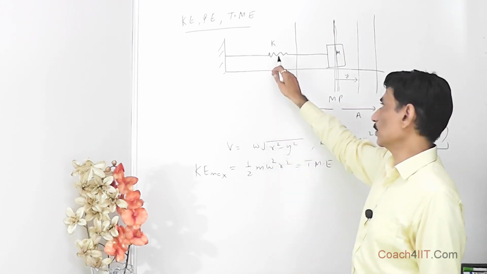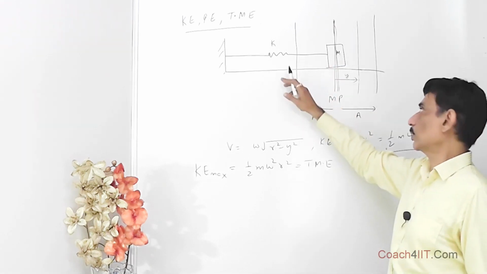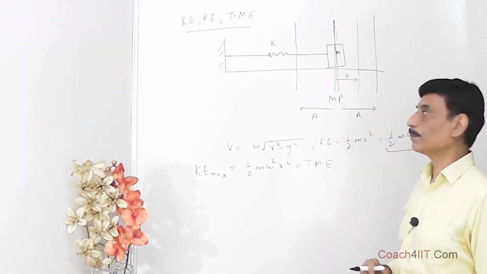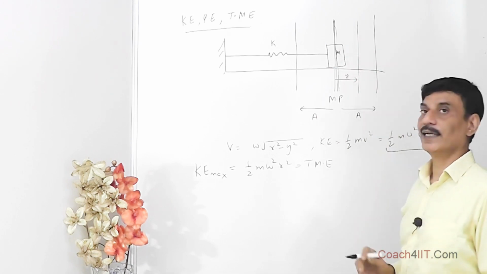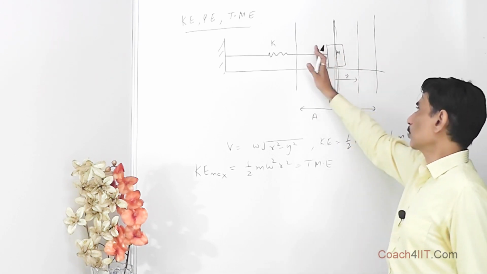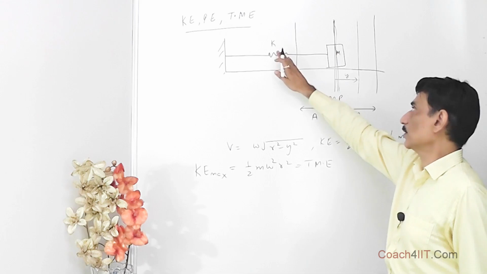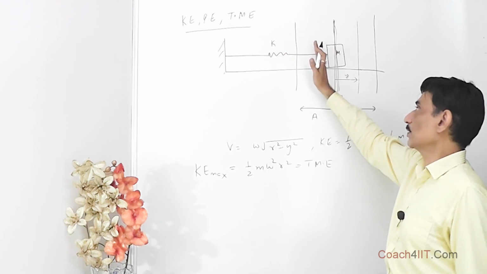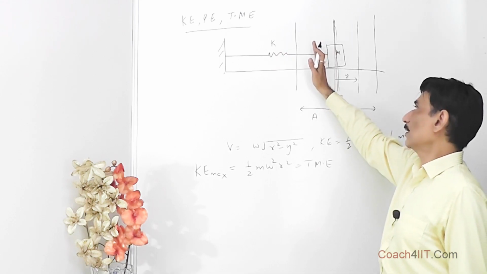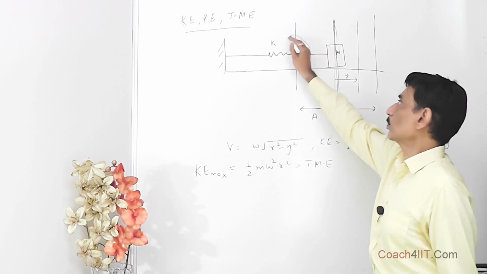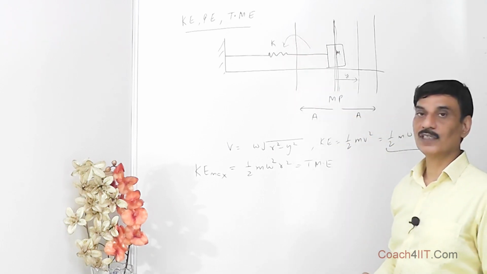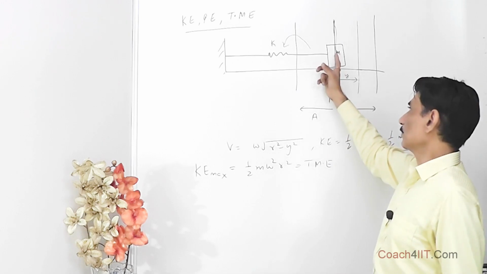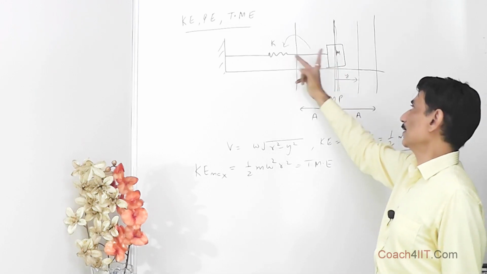So the potential energy of the system is equal to 0. The whole mechanical energy is represented in the form of kinetic energy of this block. When it comes over here, the velocity reduces because the spring is getting compressed. So velocity reduces, kinetic energy reduces, and this loss of kinetic energy goes into the potential energy of this spring. So all the time, energy transformation between this and this is taking place.